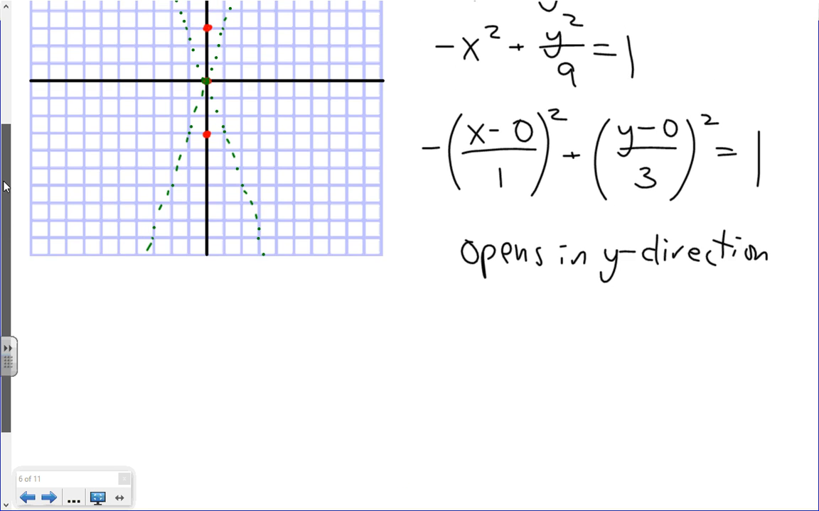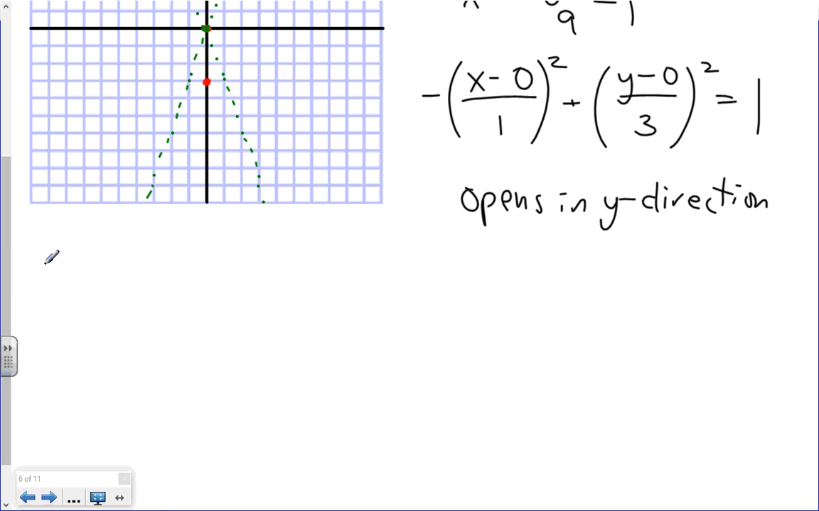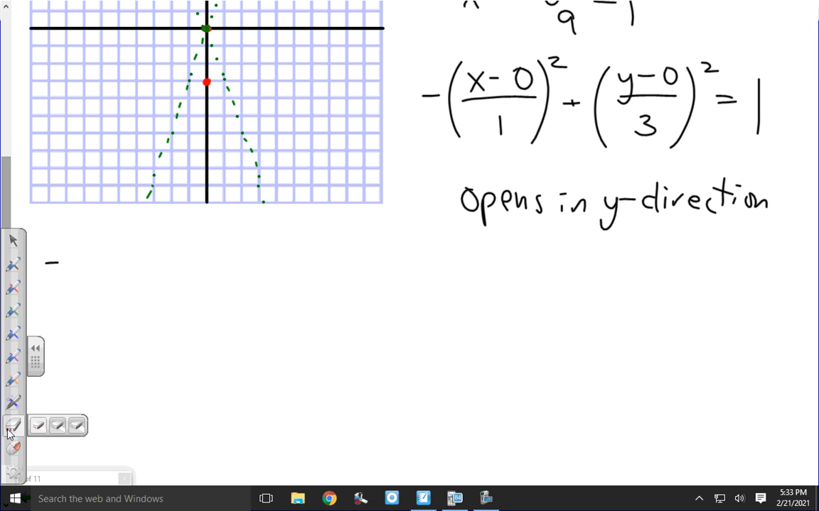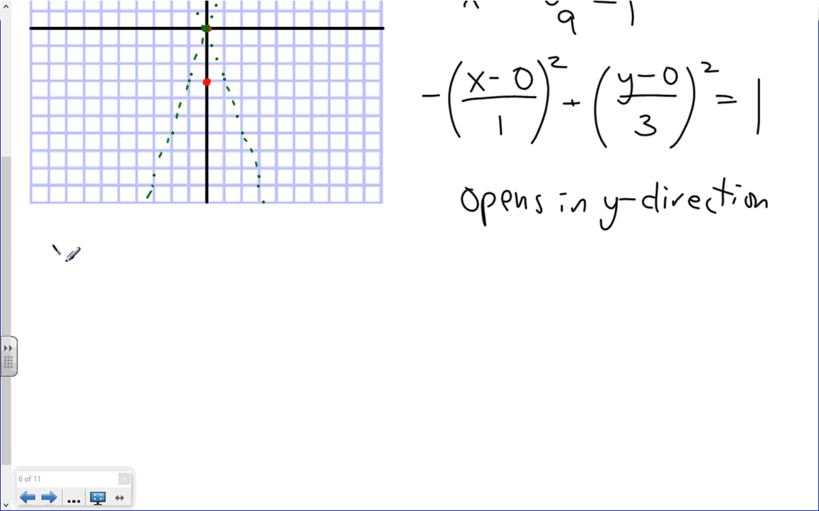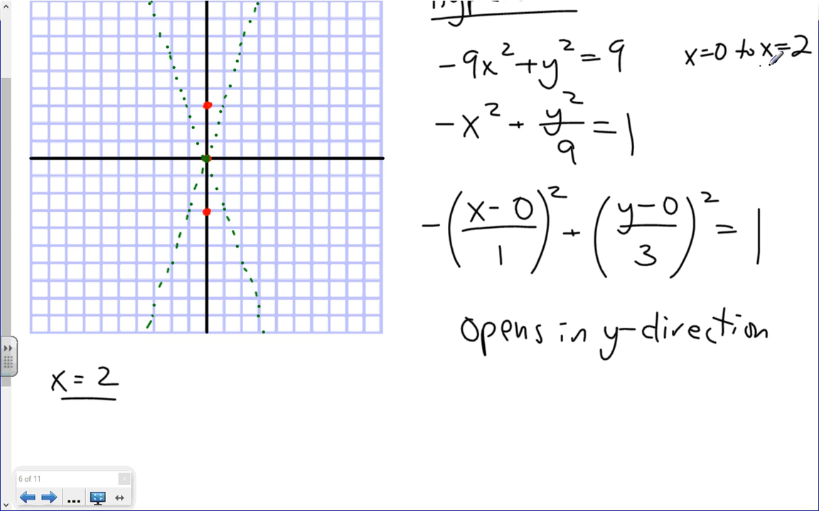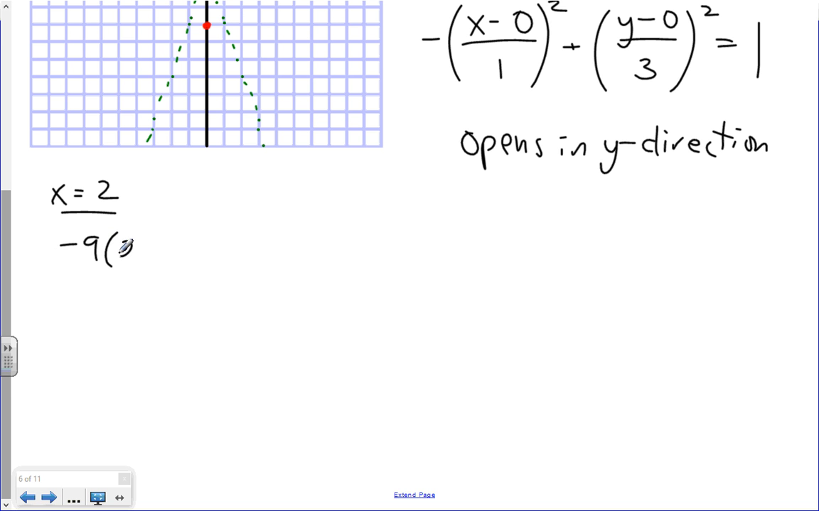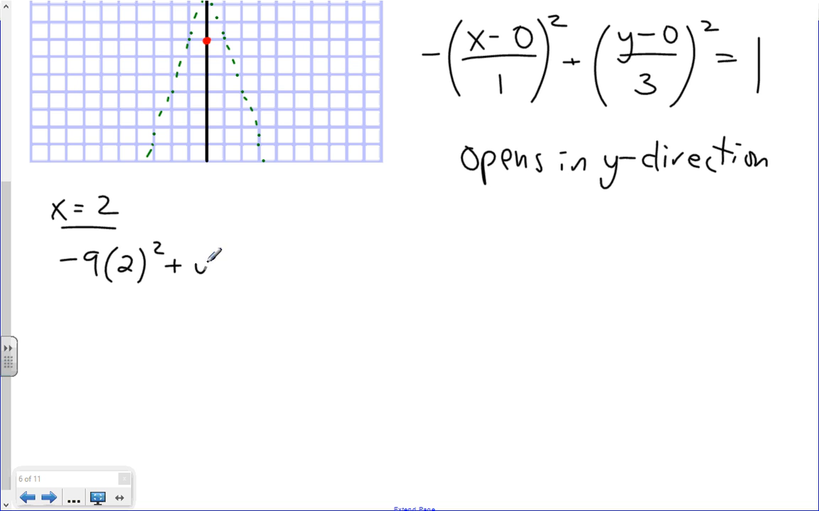It really doesn't matter which equation we use, so I'm going to pick that first equation they gave us. Let me write that down, I'm going to plug in x equals 2. And again, I'm plugging in x equals 2 because that was the domain they gave us. They said to go from x equals 0 to x equals 2. I already know what's happening at 0. Question is, what's happening on the other end? So I've got negative 9 times 2 squared plus y squared equals 9. Again, you can plug this into any one of the equations here. It won't matter which one you use.